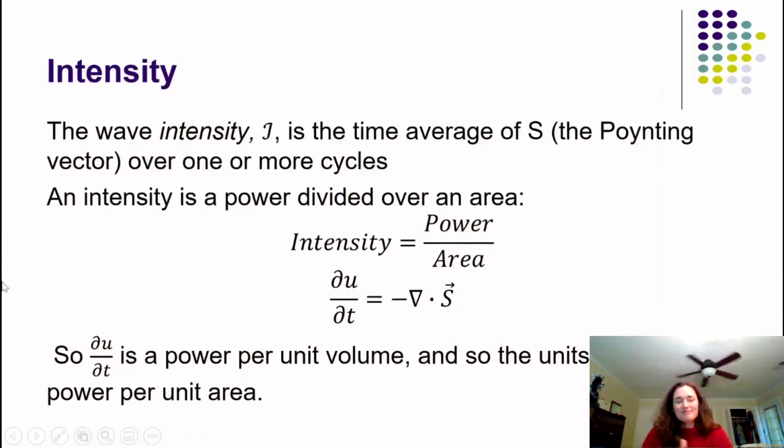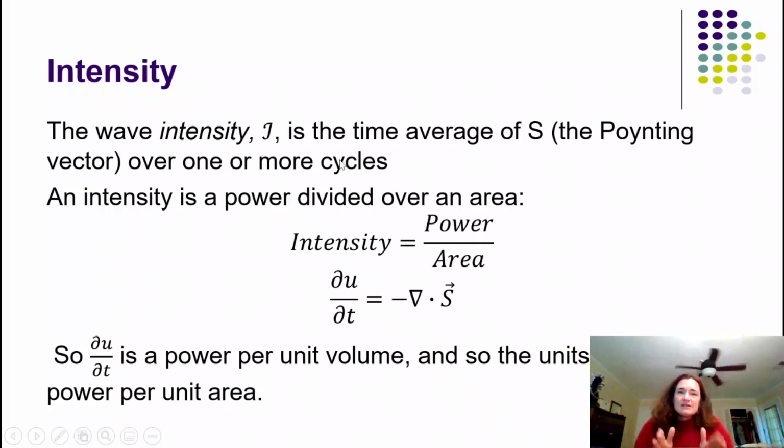Okay. Now, Poynting vectors are all well and good, but usually people like to think in terms of intensities, okay? So it turns out that the wave intensity, which I'll call I, it's actually a funny I looking here. It looks a little bit like a J, but that's supposed to be a curly I, okay, according to Microsoft's equation editor. Sorry. Okay, so this is a wave intensity, and it's the time average of S, okay? So it's the time average of the Poynting vector over one or more cycles.